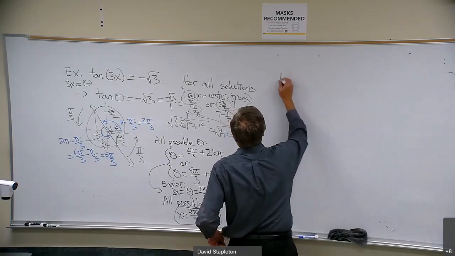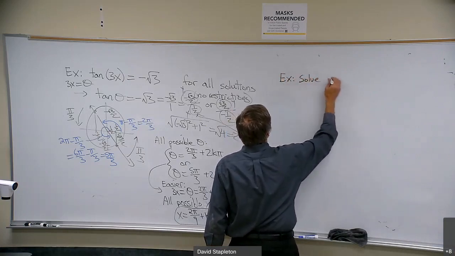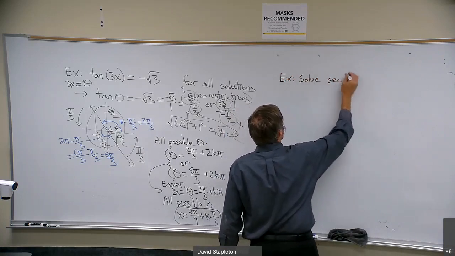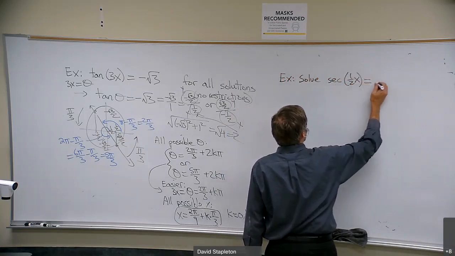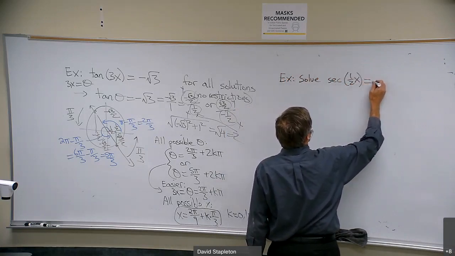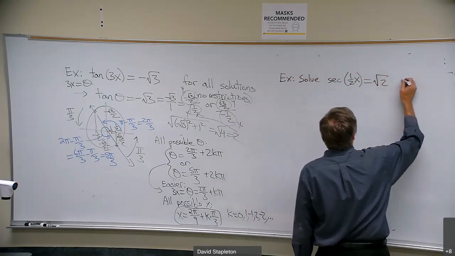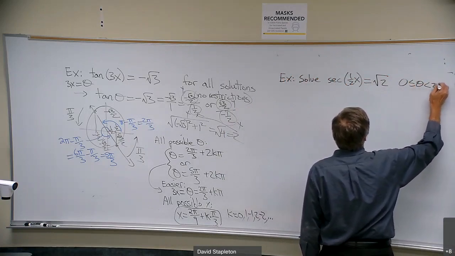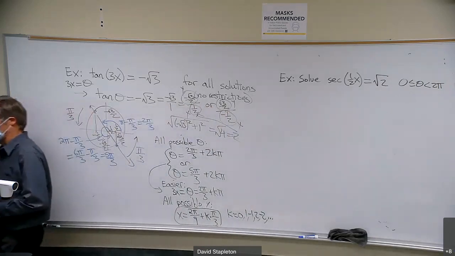Suppose I have this one. Solve secant half x equals square root 2 for 0 less than or equal to theta less than 2 pi. So within one rotation, find all solutions using secant.